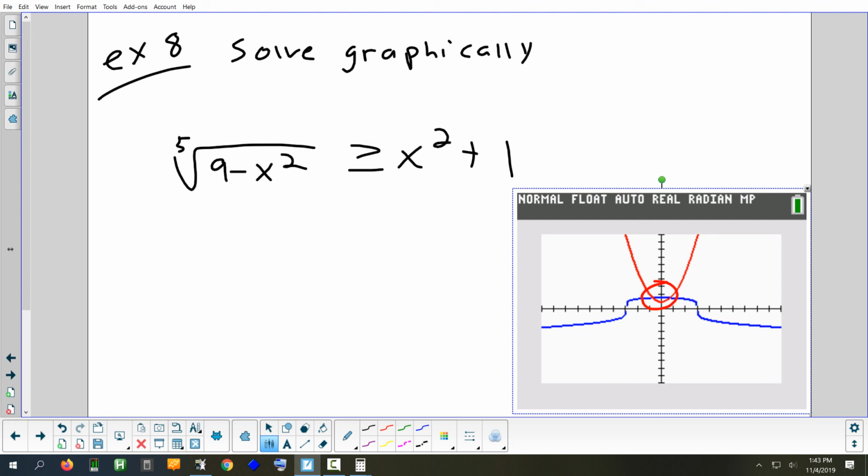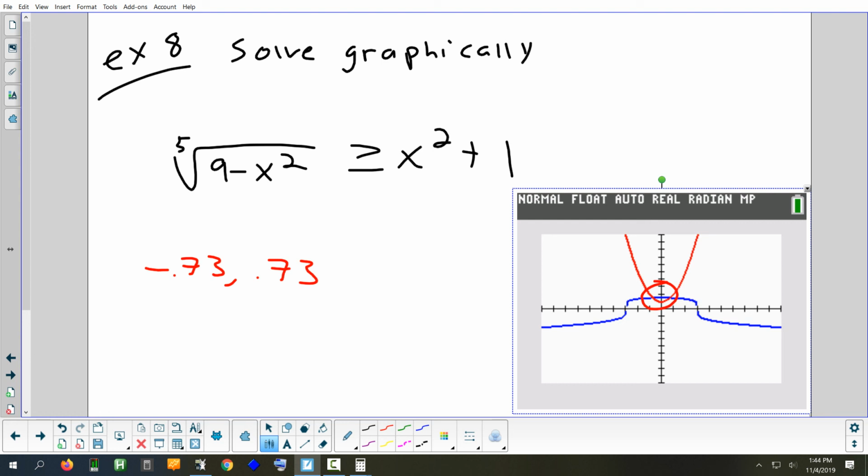Now, from the last class, I remember what the intersects are. Does anyone need me to show you how to do an intersection? Isn't it just second calc, intersect? I think it's the 5th option. They intersect at negative 0.73 and positive 0.73. So from negative 0.73 to positive 0.73, the 5th root of 9 minus x squared is above x squared plus 1.